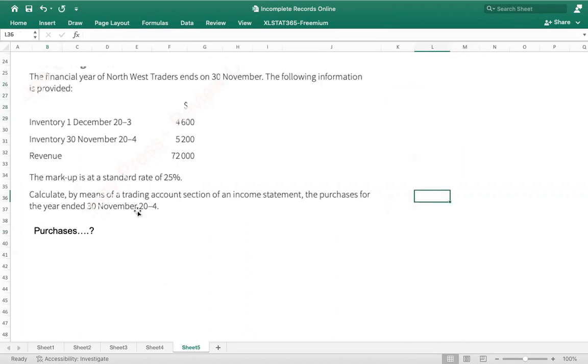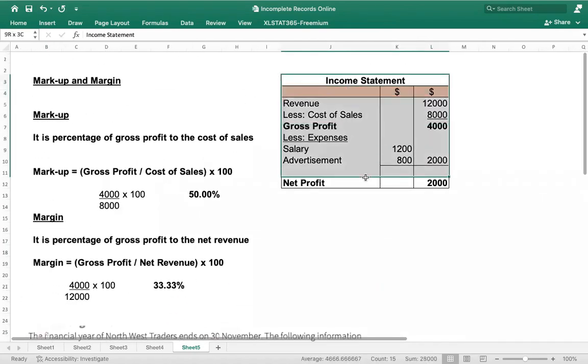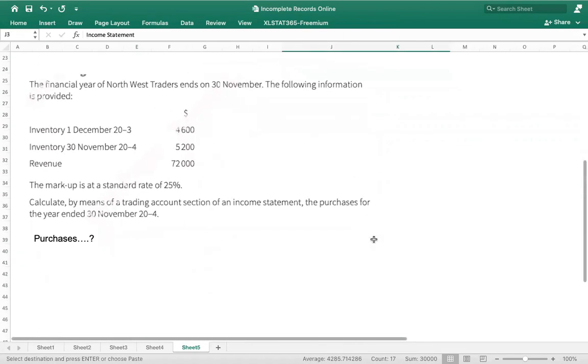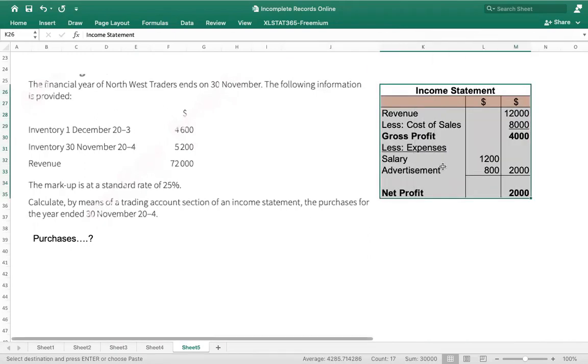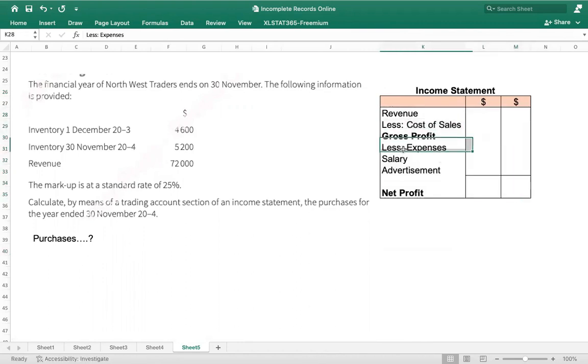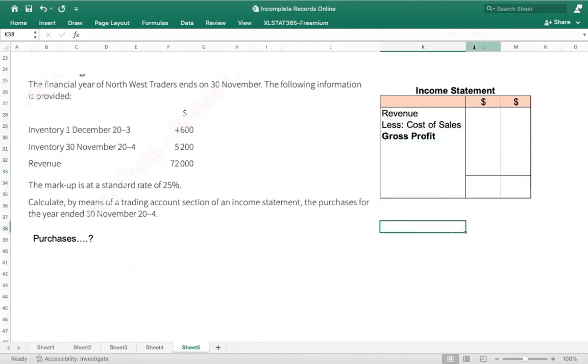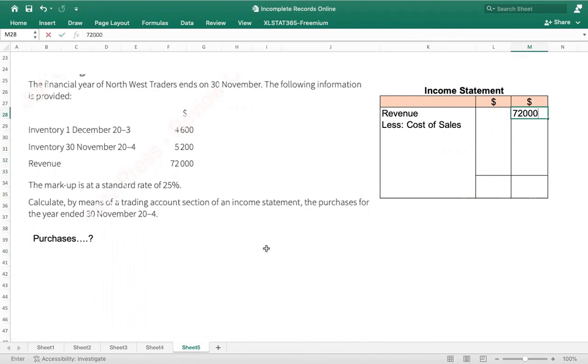First, I will prepare the trading section of the income statement. So let me copy this format and I will use it here. This is the trading section, till gross profit, right? So revenue is clearly given in the question. Can you tell me the figure of revenue? 72,000. So first I will write that.